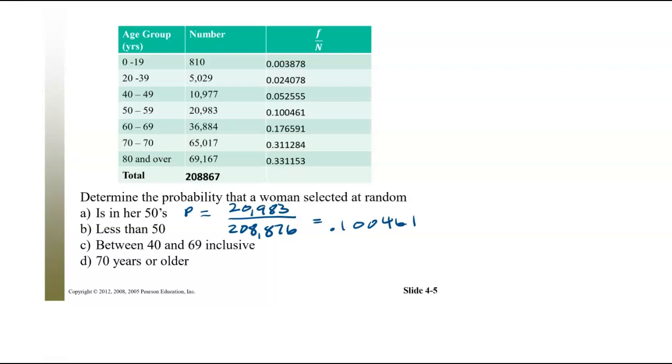Probability will always be between 0 and 1. If you ever get a probability less than 0 or greater than 1, you are definitely doing something wrong, so you have to change that. Now, let's look at this one, less than 50. Less than 50 means I'm going to use this group of numbers.